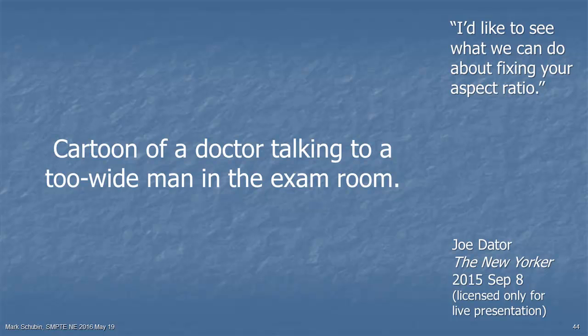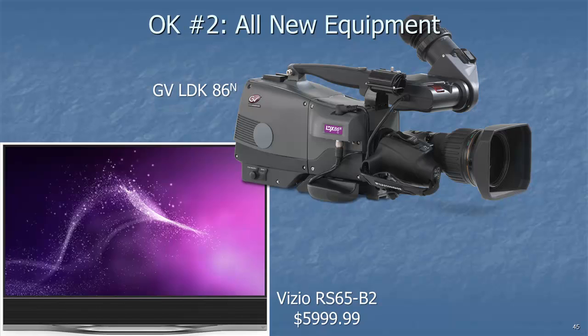And the reason it was funny is that everybody who reads the New Yorker has seen somebody who's got fat people on their TV. So, okay, things take time. HD TV takes time. Okay, number 2, we need all new equipment.